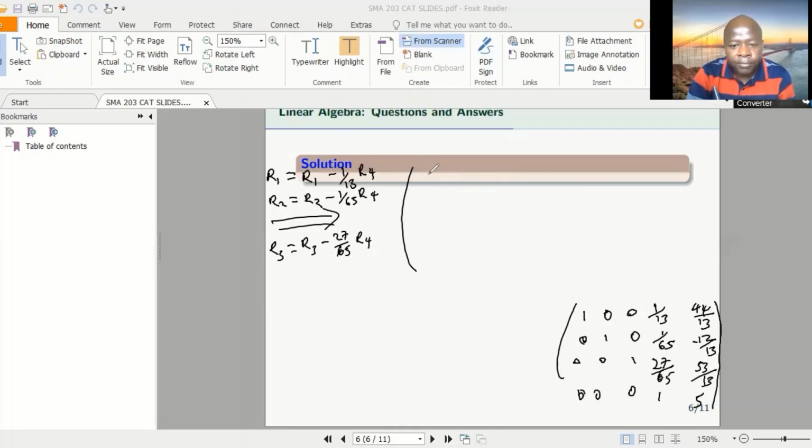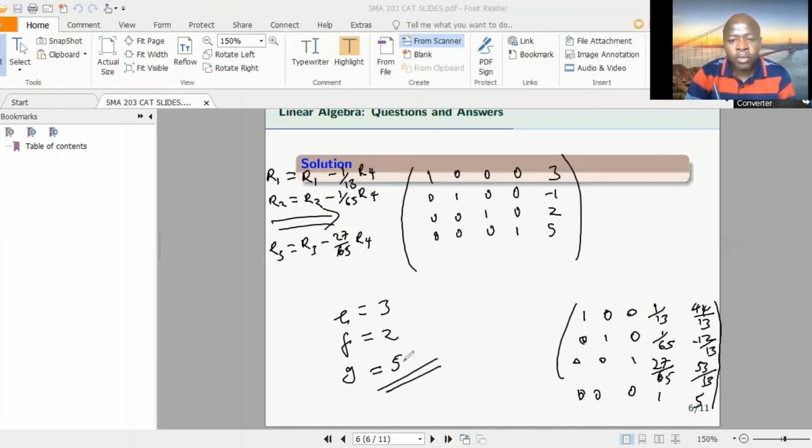Let me write what I get. 1, 0, 0, 0, 3, 0, 1, 0, 0, negative 1. And this is 0, 0, 1, 0, 2. And this is 0, 0, 0, 1, 5. This is what the question wanted us to do. It wants us to transform that matrix to reduced row echelon form and achieve this. And after achieving this, now read the values of E, F, and G. So E would be 3, F would be 2, and G would be 5. And this is how this question was to be done.